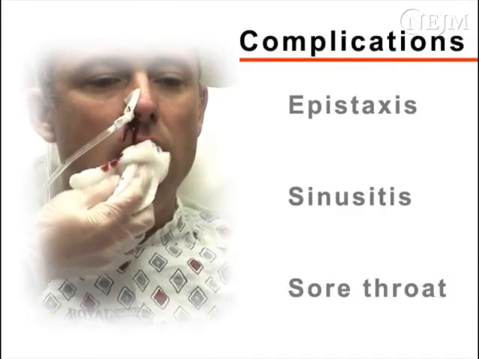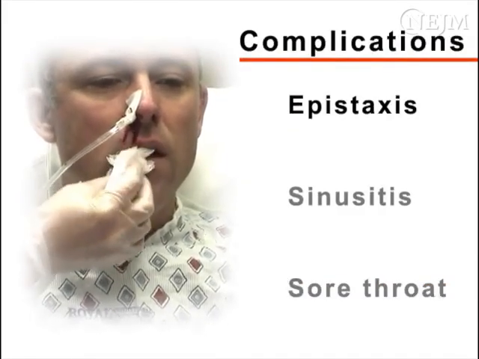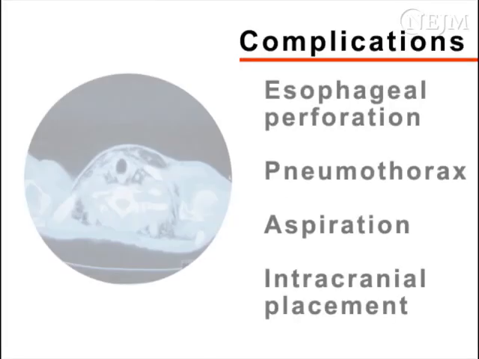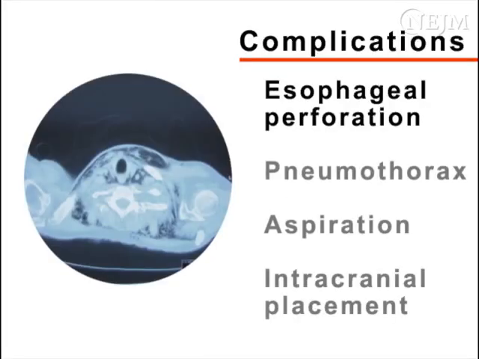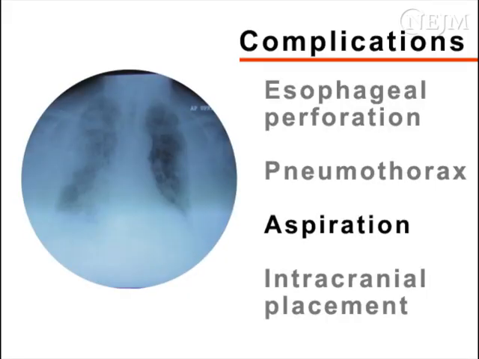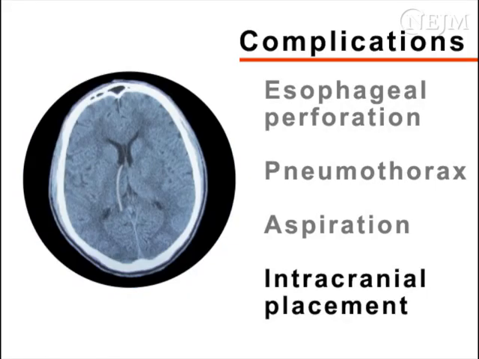Minor complications of NG tube insertion include epistaxis, sinusitis, and sore throat. More serious sequelae include esophageal perforation, pneumothorax, aspiration, and, rarely, intracranial placement.